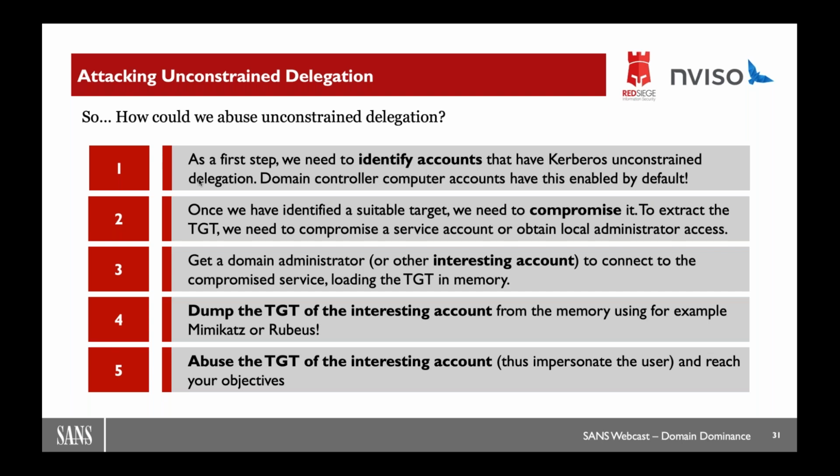Domain controller computer accounts have this enabled by default. Any other account that has this enabled is typically a legacy account or a legacy system, or of course a misconfiguration. Once you have identified a suitable target, we need to compromise it. And then of course, we want to lure someone to connect to that service, because that would mean that the service ticket that is sent includes a TGT for your victim. We can then dump the TGT and we can abuse it.